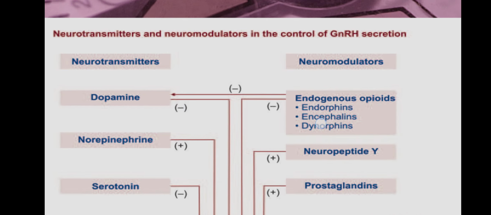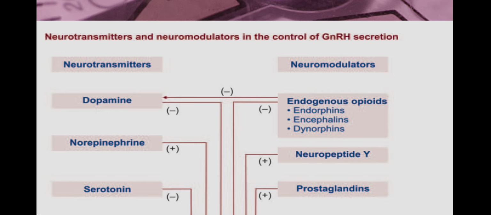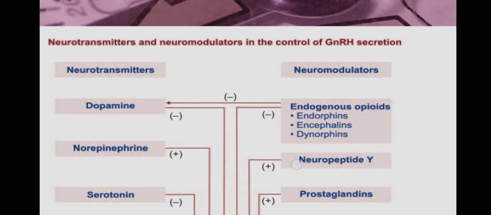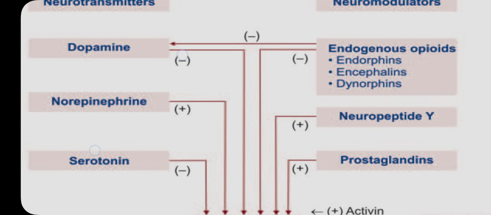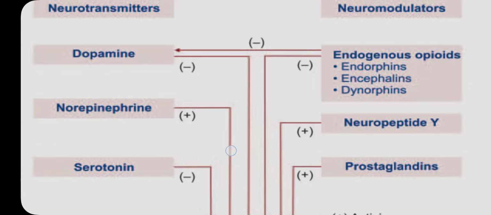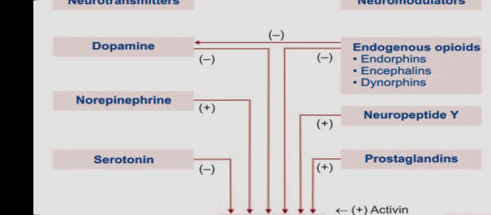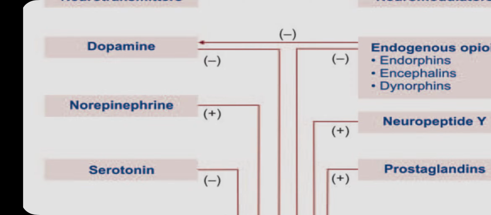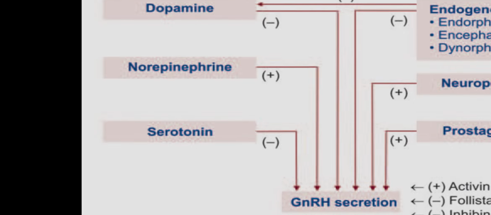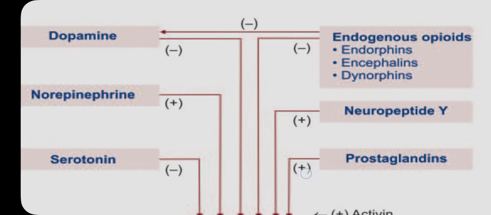So this is the diagram showing the neurotransmitters and the neuromodulators in the control of GnRH secretion. You can see here in the first point the neurotransmitters, which are 3 in number: dopamine, norepinephrine and the serotonin. As I have already mentioned, only the norepinephrine or the noradrenaline has a positive effect on the release of GnRH, whereas the serotonin and dopamine inhibit the release of GnRH.